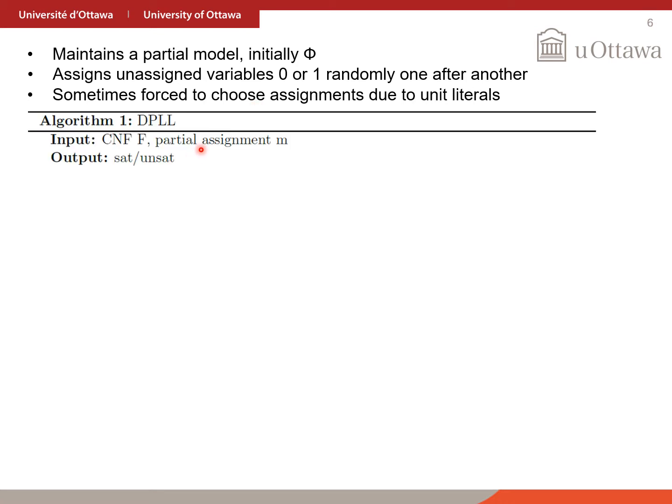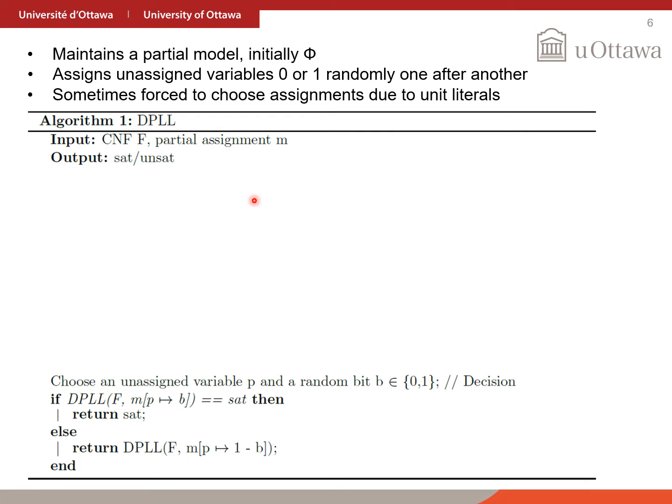We will see the DPLL algorithm now. The input is a CNF formula F and partial assignment M, and the output is whether the formula F is satisfiable or unsatisfiable. The first step is the decision step. In the DPLL algorithm, it randomly chooses a variable P and assigns a random bit of true or false, and if the assignment results in a partial model where the formula is satisfiable, it will return SAT, else it will flip the assignment and recursively go ahead to the next random variable.